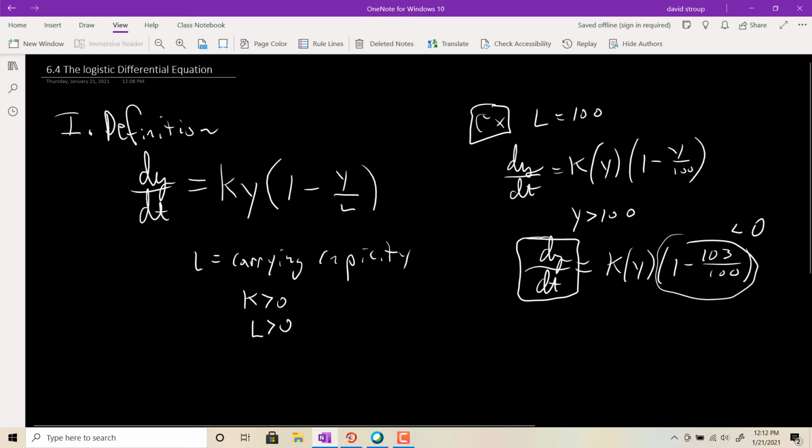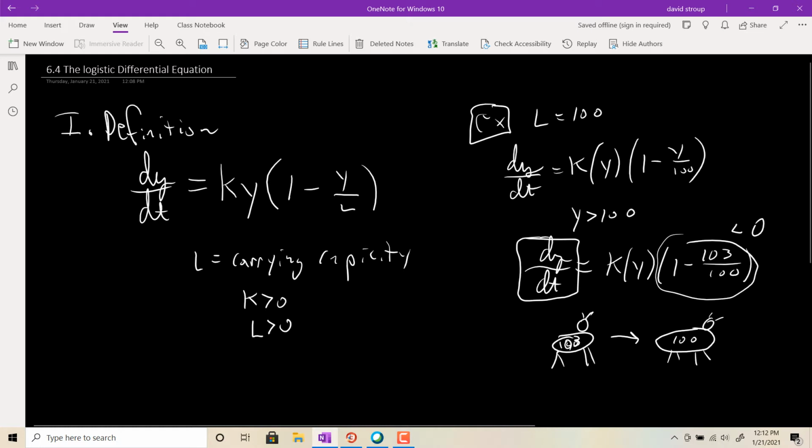So if you start with 103 animals, sorry, I'm trying to draw a little animal here. I don't know, it looks like a bug. The rate of change is going to be negative. So you're going to end up maybe going down to 100 of these bugs.